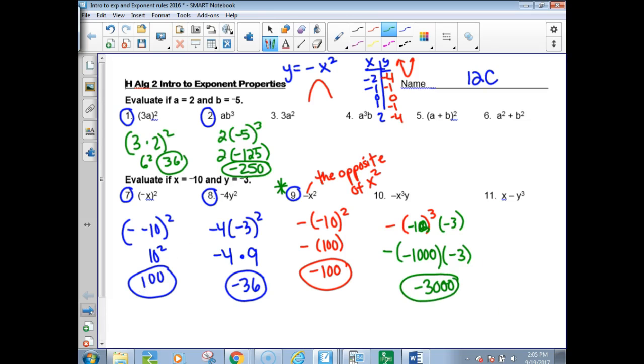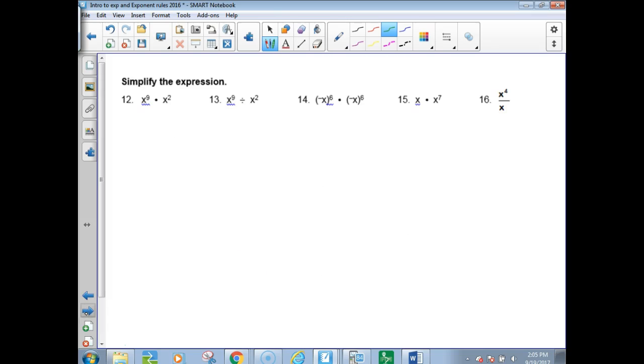Okay, that's all I'm doing on this page. So I'm going to skip and talk to you about some exponent rules that you may have or may have not forgotten from Algebra 1.